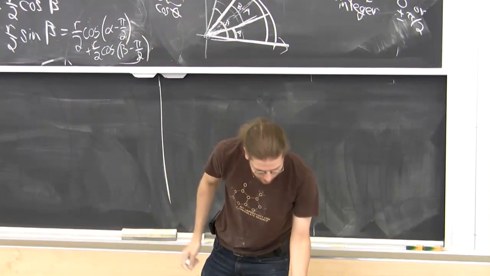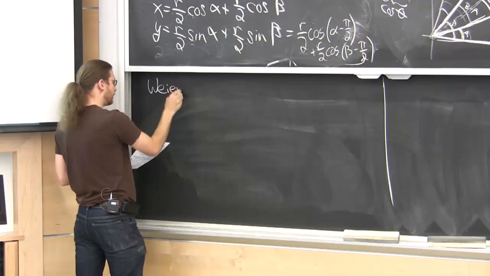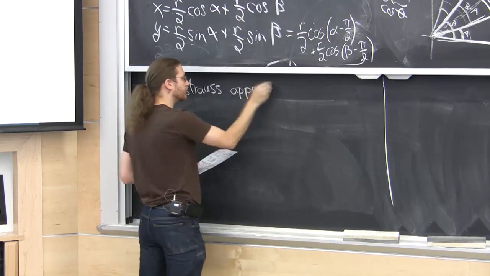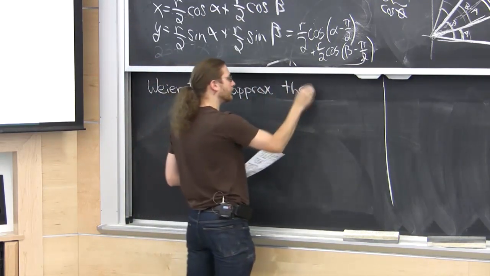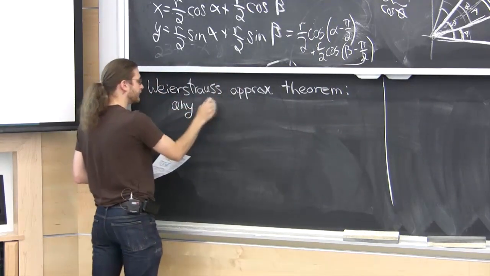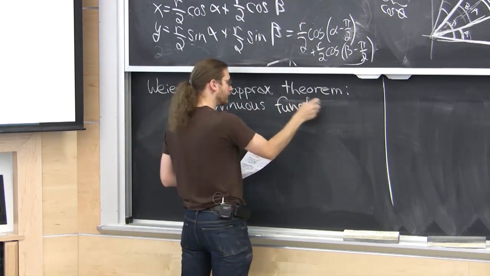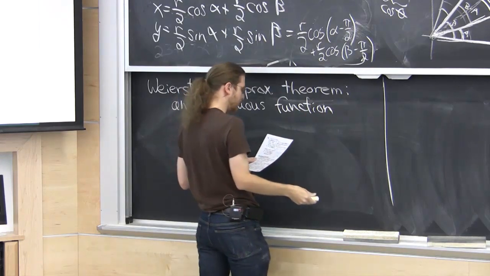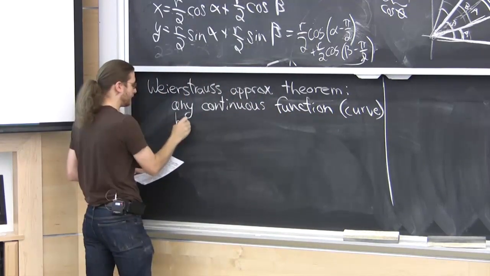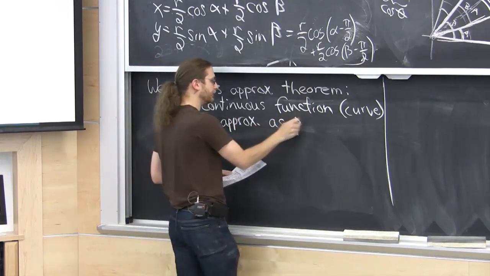Maybe start with the obvious stuff, which is something called the Weierstrass Approximation Theorem. Which says that if you have any continuous function, or we should say, let's think of it as a curve, has an epsilon approximation as a polynomial.